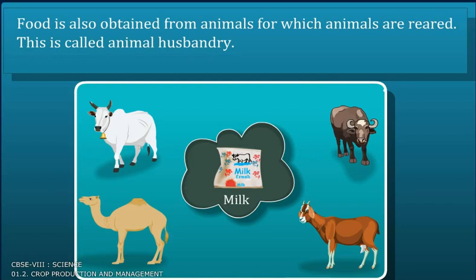Food is also obtained from animals, for which animals are reared. This is called animal husbandry.